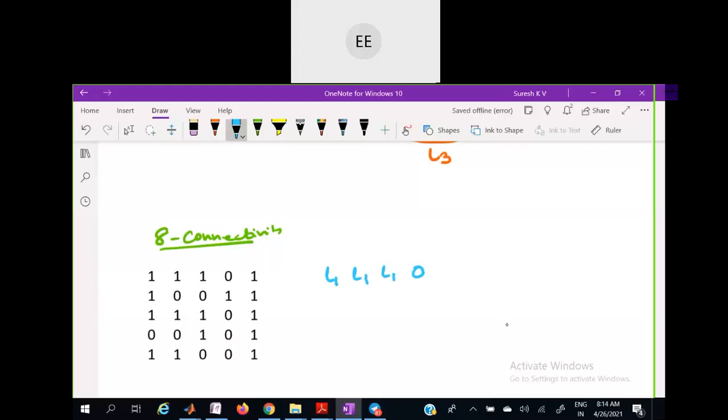Next one is 0. Next one should be given a new label, so I'll give it as L2. Now this is L1, this is 0, this is 0, and this is 1 now. What should I do now? Can somebody tell me? I am here. What label should I give?